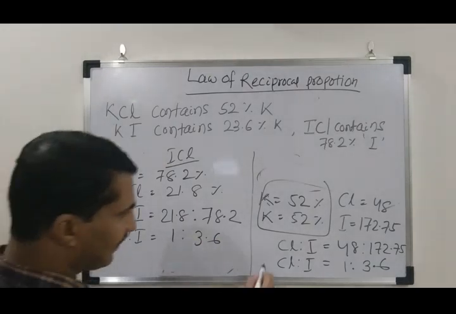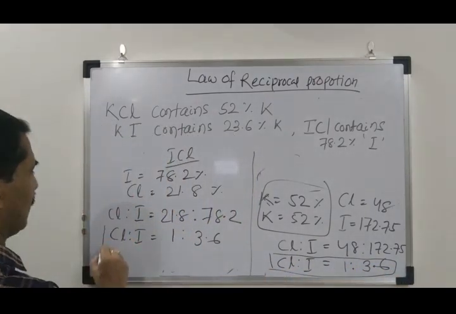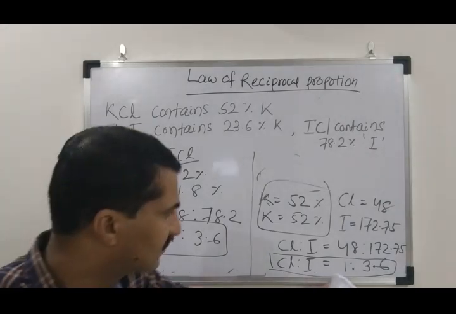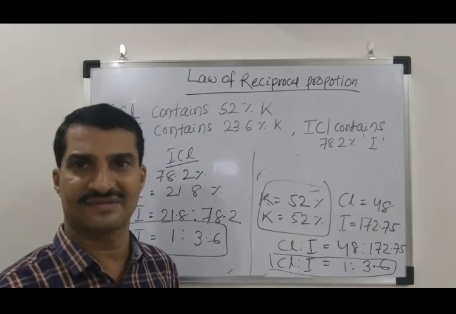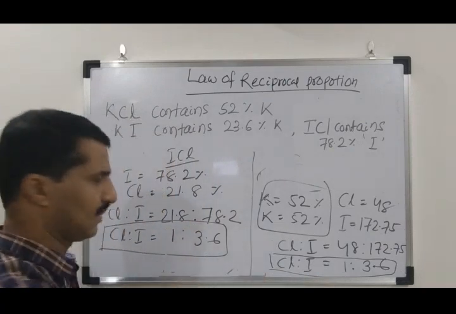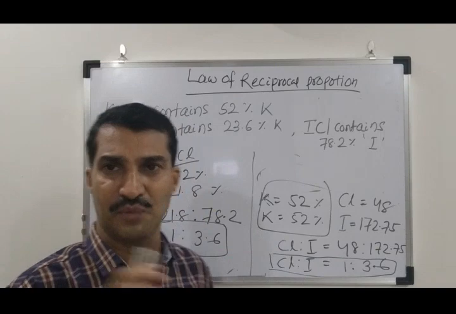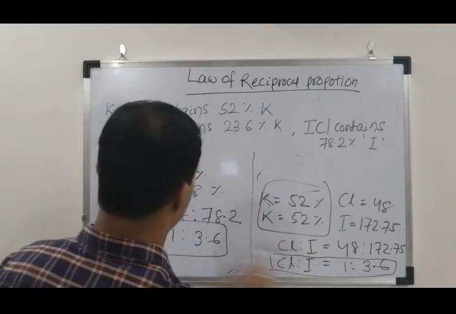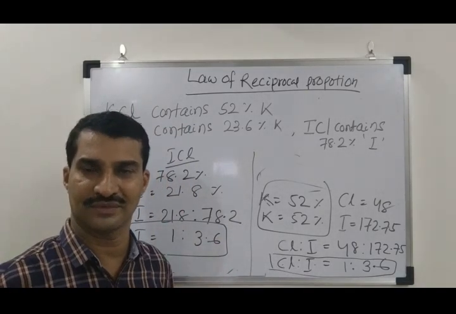So in this case, the chlorine and iodine ratio here and the chlorine and iodine ratio there remain the same, 1:3.6 and 1:3.6. This obeys the law of reciprocal proportion, because the law of reciprocal proportion says the ratio should be the same or a simple multiple ratio to one another. So here the ratio becomes the same, chlorine versus iodine. So this obeys the law of reciprocal proportion.